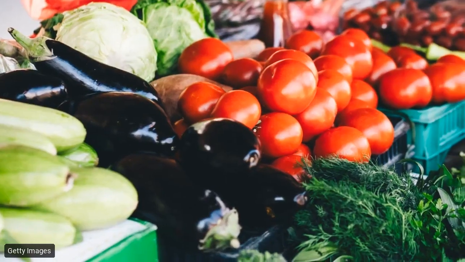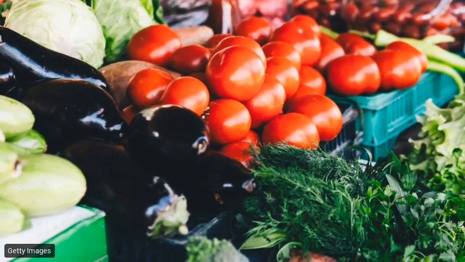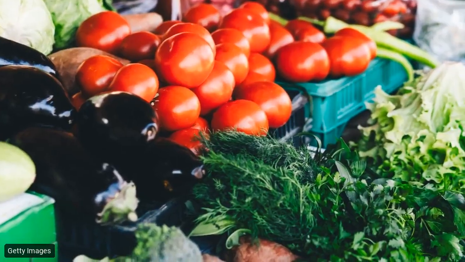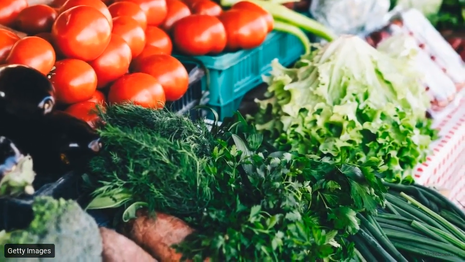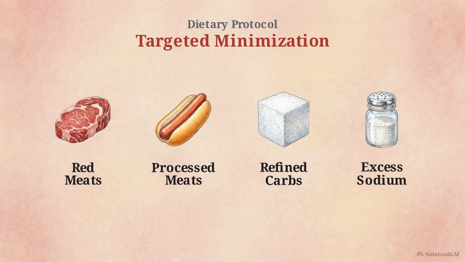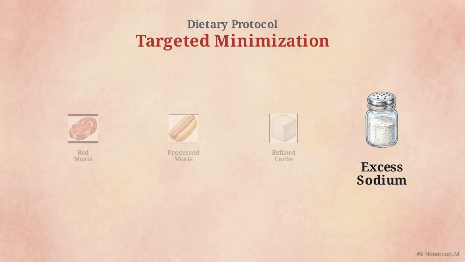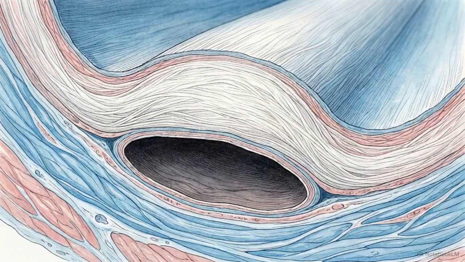The evidence points toward a shared core, a shift toward minimally processed plants, vegetables, legumes, and unsaturated fats. This unified protocol minimizes daily exposure to red meats, processed meats, refined carbohydrates, and excess sodium. This plant-predominant pattern remains the primary lever for controlling ApoB and effectively starving the lipid core.